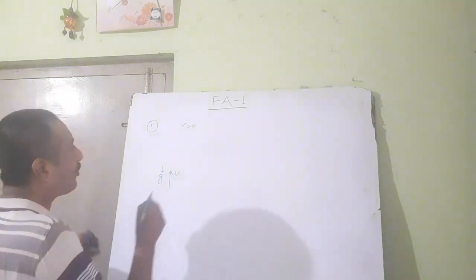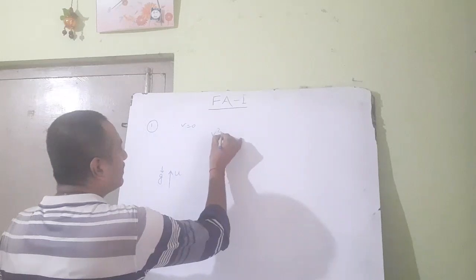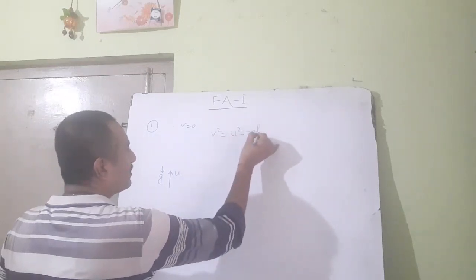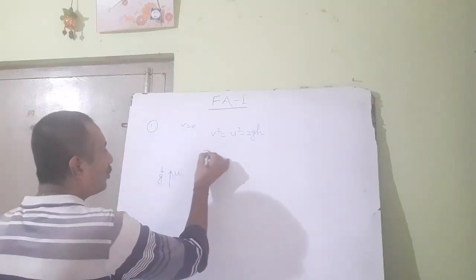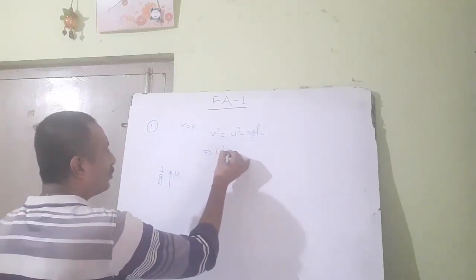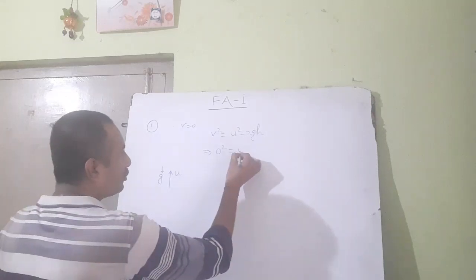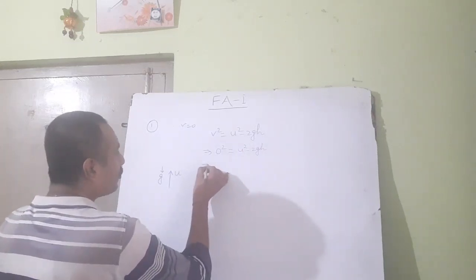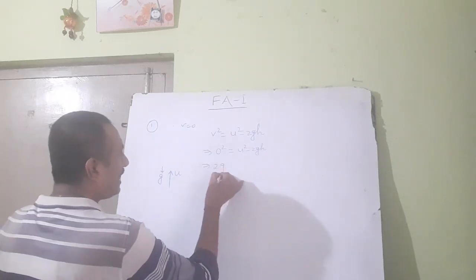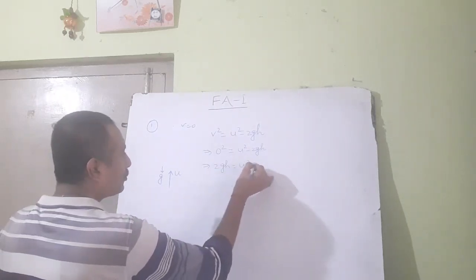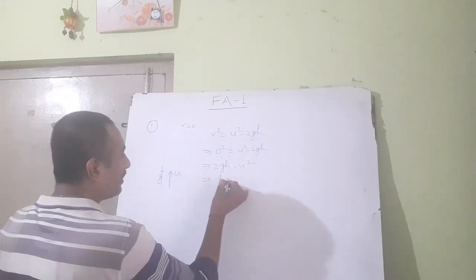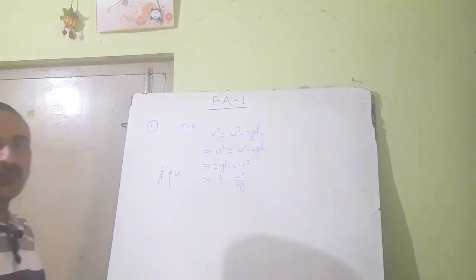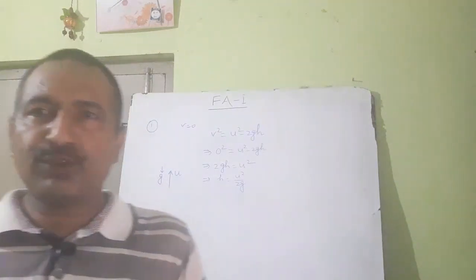You have to use the formula v square is equal to u square minus 2gh. Here v is 0, so put v is equal to 0, 0 square is equal to u square minus 2gh. You have to find h, so 2gh is equal to u square, means h is equal to u square by 2g. So this is the way to solve the question.